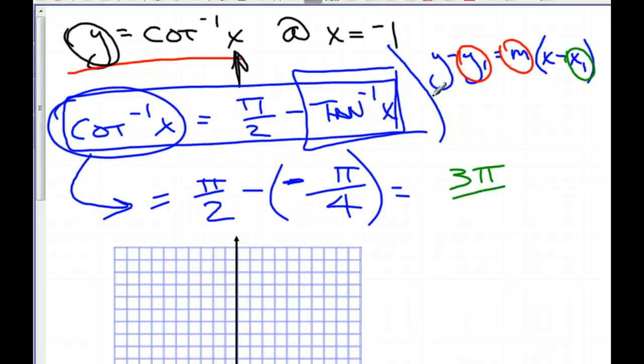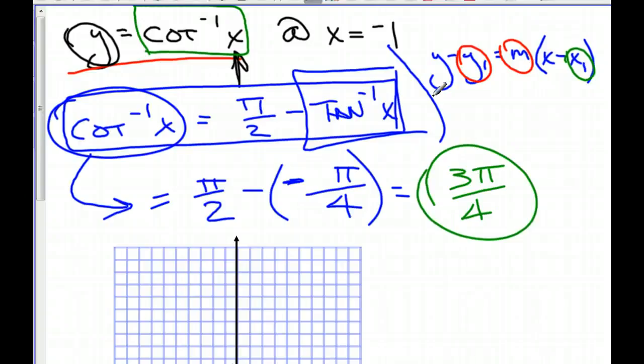3 pi over 4. What is that value? Why did I find that value? Because I know that the arctan of x is equal to y, so therefore this is equal to y. So that's my y value.